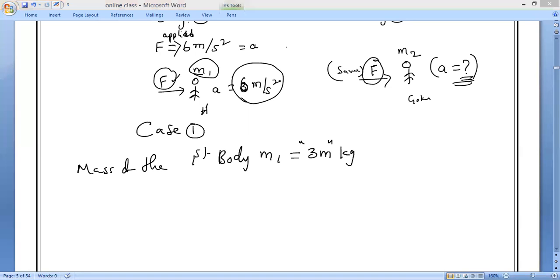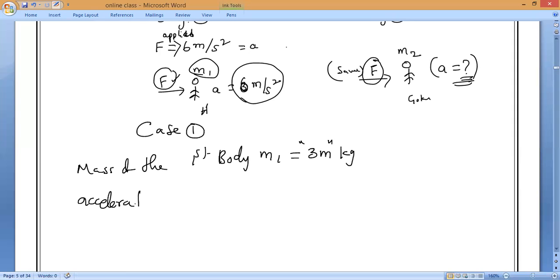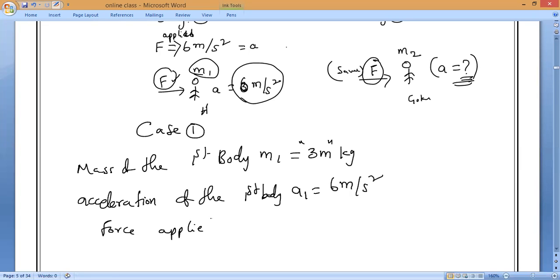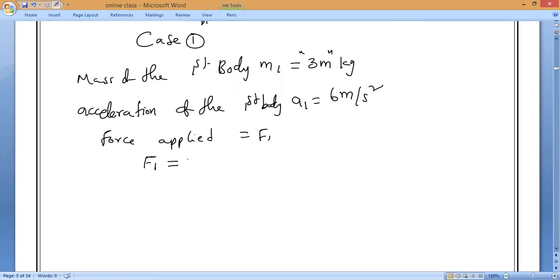Next, acceleration of the first body. How much acceleration is given? 6 meter per second square. Let me take A1. A1 is equal to 6 meter per second square. Now, let me take the force applied as F1. So F1 is equal to what is the formula? You should tell me, I should not say. F1 is equal to M1 into A1.